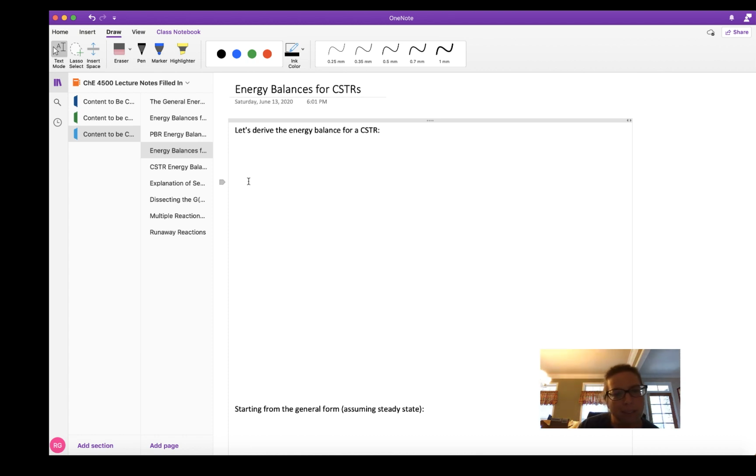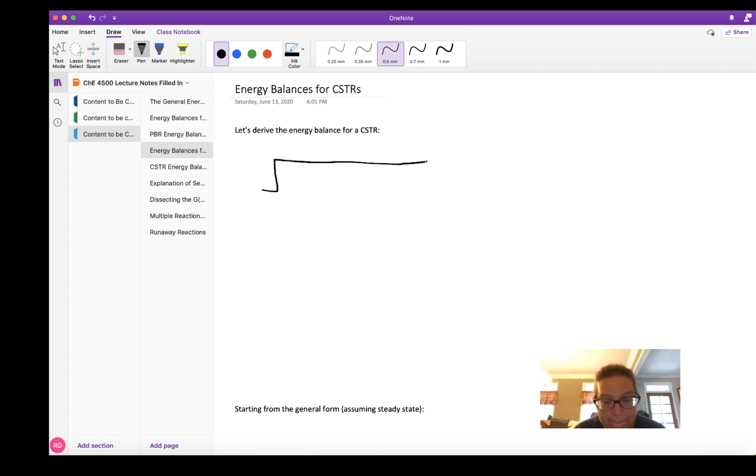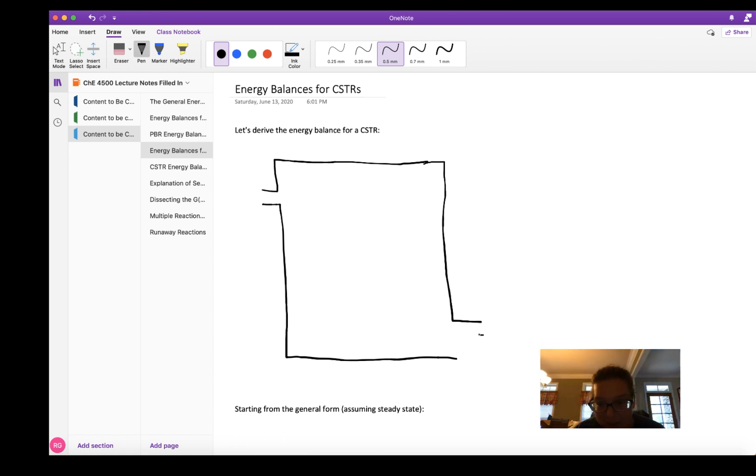Okay, in this video, we will derive the energy balance for a CSTR. So, as with every derivation that we do, let's start this derivation by drawing the system. So, we know that a CSTR is a tank reactor, so I'm going to draw a tank reactor. And you have to excuse my not so great drawing abilities. So I've drawn this tank.